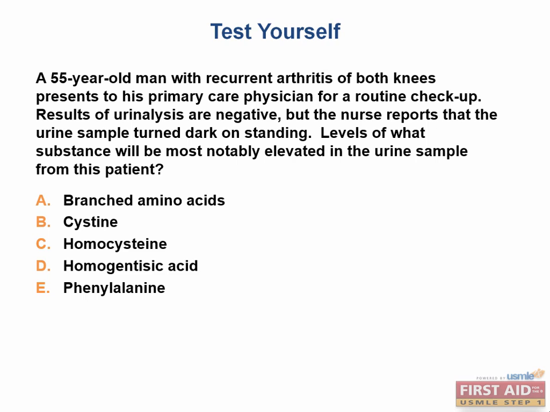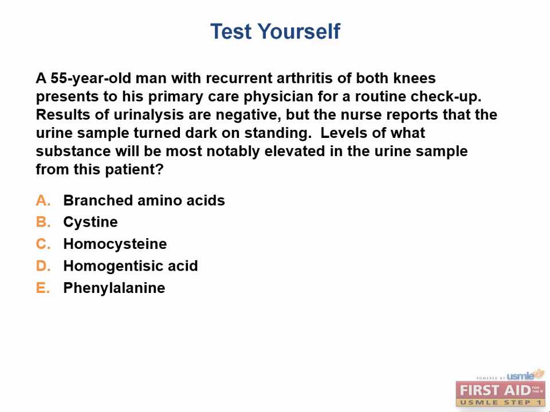A 55-year-old man with recurrent arthritis of both knees presents to his primary care physician for a routine checkup. Results of urinalysis are negative, but the nurse reports that the urine sample turned dark upon standing. Levels of what substance will be most notably elevated in the urine sample from this patient? Is it A, branched amino acids, B, cysteine, C, homocysteine, D, homogentisic acid, or E, phenylalanine?